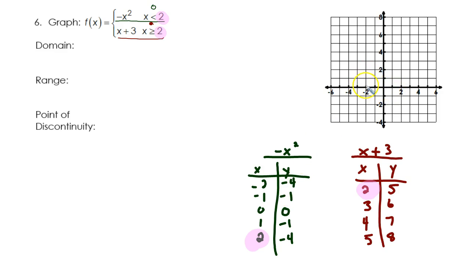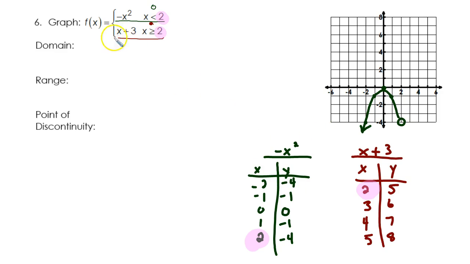So negative 2 comma negative 4, negative 1 comma negative 1, 0 comma 0, 1 comma negative 1, and 2 comma negative 4. Now, because x is less than 2, I need an open circle for an x value of 2. So I'm going to make sure I put my open circle right here. And this guy kind of curves down, doesn't it? It's up and down, and it keeps going forever to the left. So I'm going to put an arrow over there because the x value is less than 2. We're going to keep going down on this function to the left.